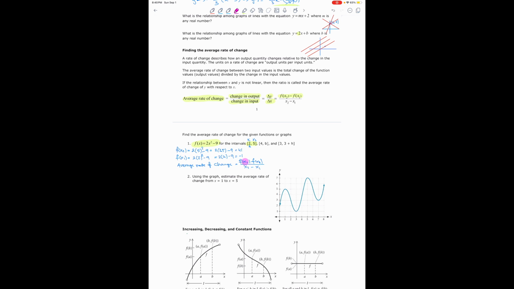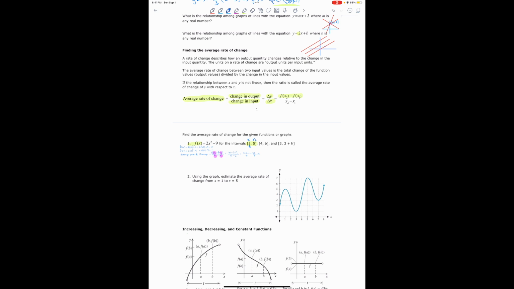Notice how we have to align these. So you can't say f of x1 minus f of x2 over x2 minus x1. The indices have to align. So this is equal to 41 minus negative 1 over 5 minus 2, which will be 41 plus 1 over 3. That is 42 over 3, which is equal to 14. We don't have units here, so we're going to keep it like that. So that is basically the first part. I'm going to try to minimize this and move it to the side. So that is basically the first one.